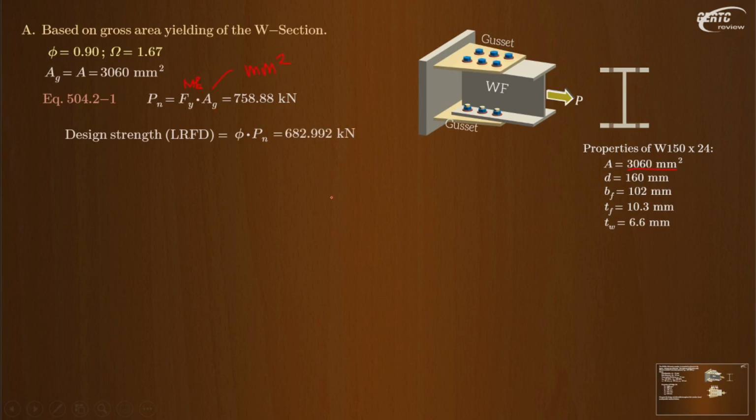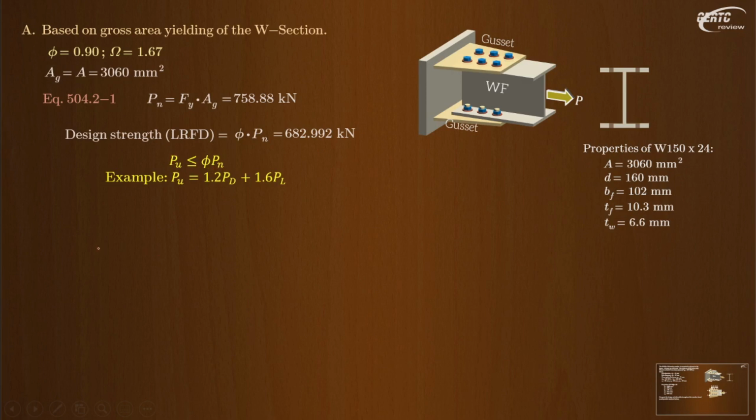And by the way, how do we use this? This is the core requirement: the factored tensile load must not exceed the design strength. For example, if your combination is only due to dead and live, your Pu is equal to 1.2 Pd plus 1.6 L. That's how you apply this design strength. The factored load must not exceed the design strength.